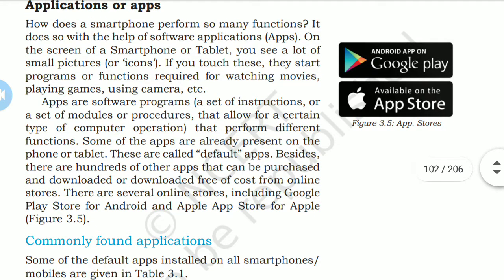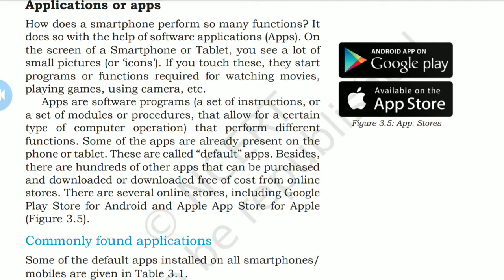Apps are software programs, or sets of instructions, or sets of modules or procedures, that allow for a certain type of computer operation and perform different functions. Some of the apps are already present on the phone or tablet. These are called default apps or inbuilt apps. Besides, there are hundreds of other apps that can be purchased and downloaded free of cost from online stores.